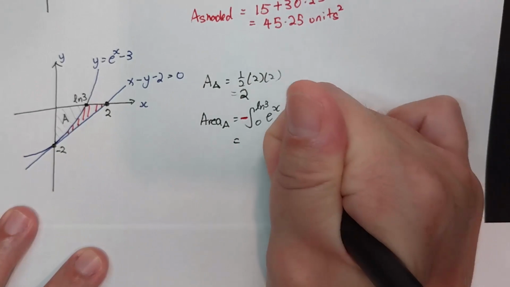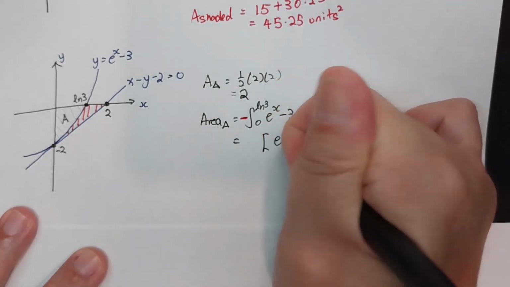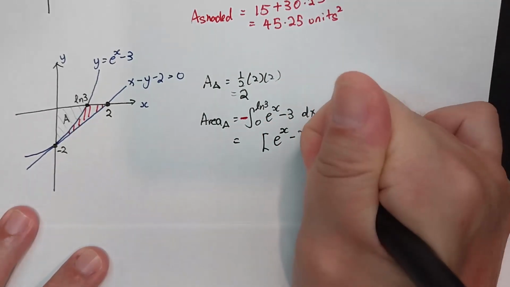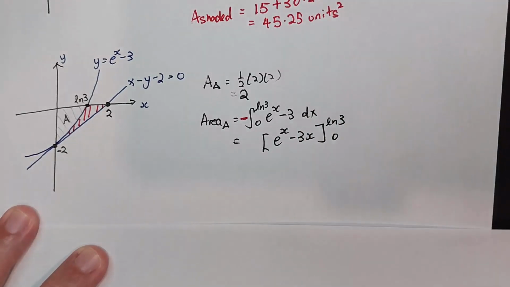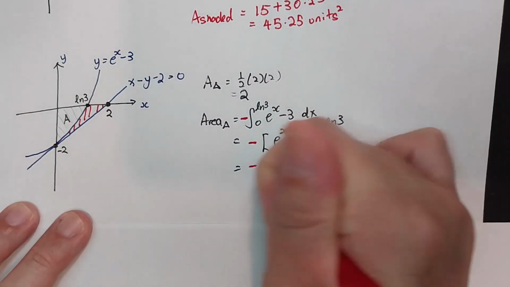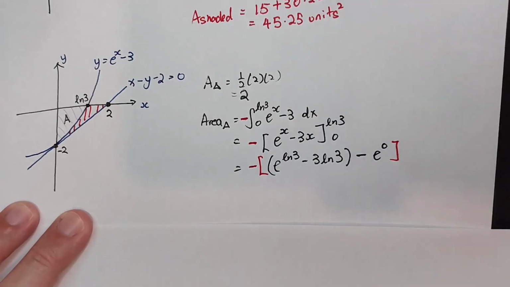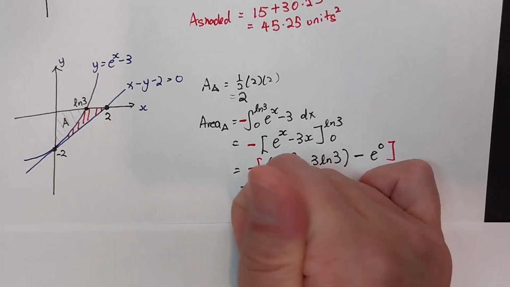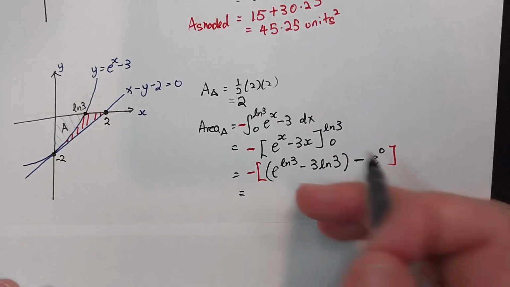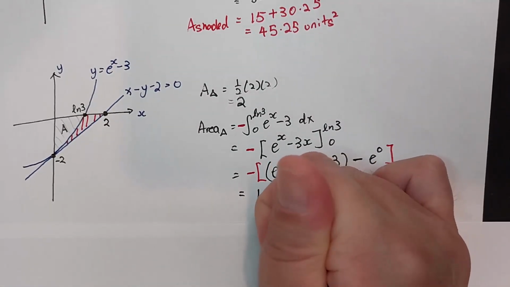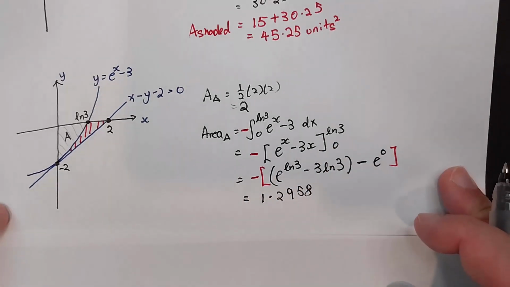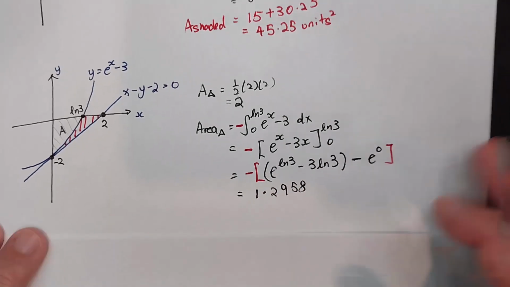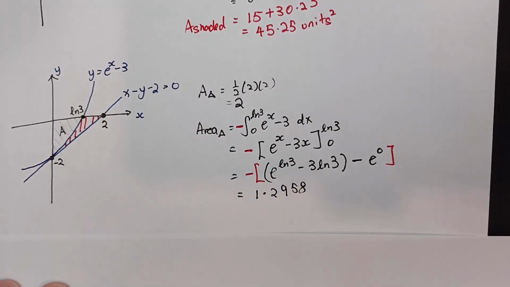So when we integrate, we will get e^x − 3x from ln 3 to 0, and we will consistently put a negative in front. Once again, remember we still need the negative sign, and do put a bracket. And this area, if we press the calculator, we should get 1.2958.